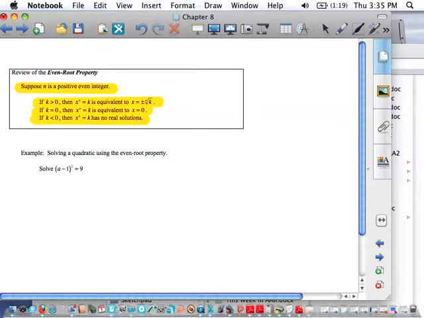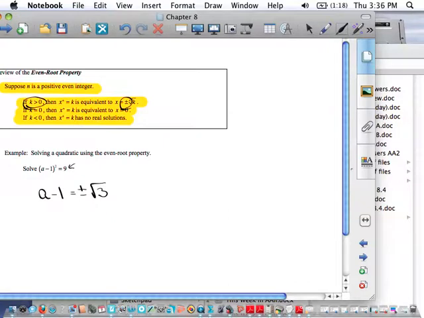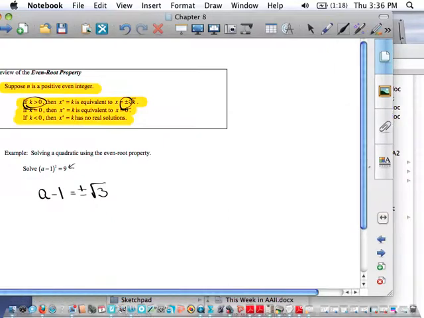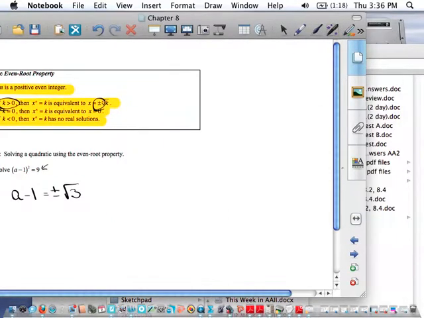So the even root property allows us to solve these quadratic equations when they're in the form of a binomial squared. So to solve this, a minus 1 squared equals 9. Take the square root of both sides. So a minus 1 is equal to plus or minus the square root of 9. As you can see, the value k is greater than 0, so I'm going to get two answers, plus and minus.